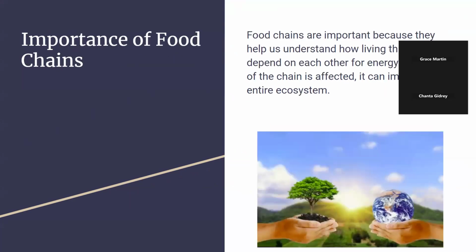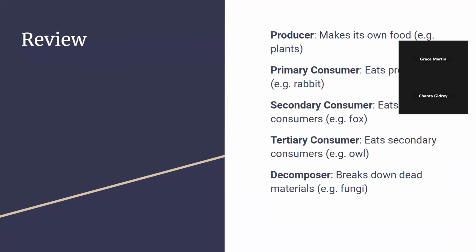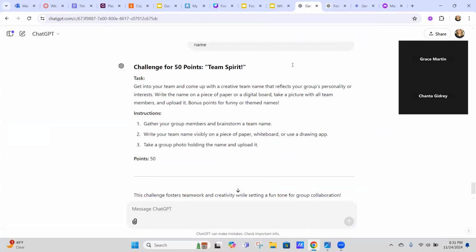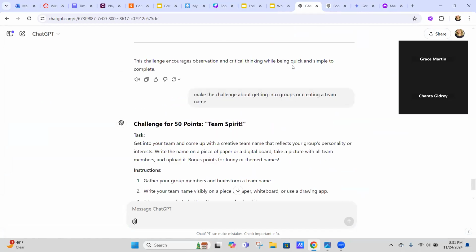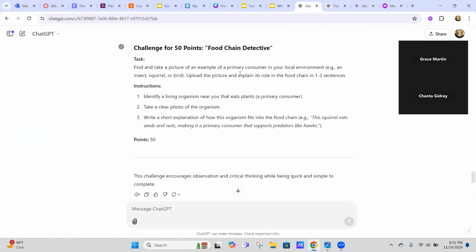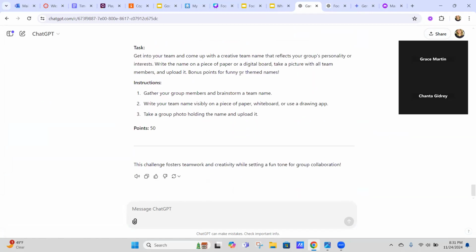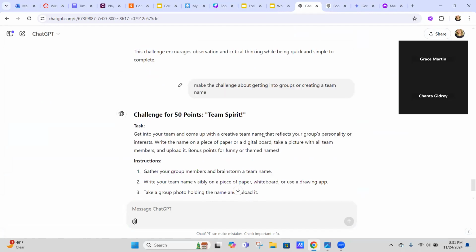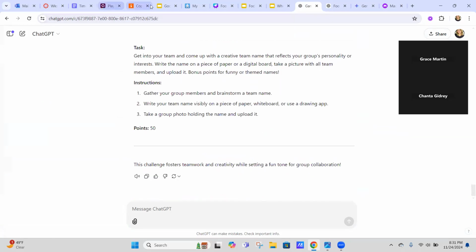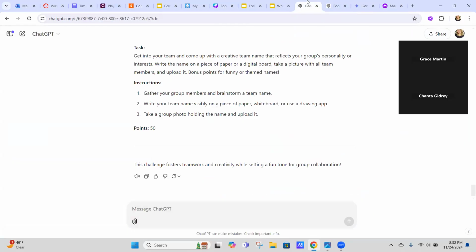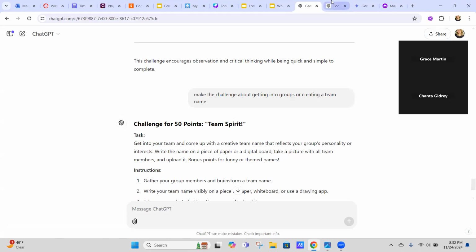It allows them to break that down, especially before they start doing the drag and drop activity on Google Slides. And just to finish off, this is what I had been typing into ChatGPT to make sure that they could pull from it. I have them doing different challenges that I could upload in Goose Chase, and that helped a lot. I wanted to make a challenge about getting into groups and creating a team name. So I did the Team Spirit, and as you can see in Goose Chase, Team Spirit is the name of the challenge that I took from ChatGPT.